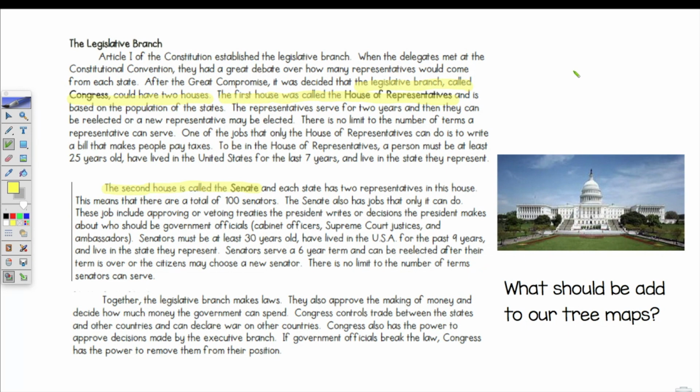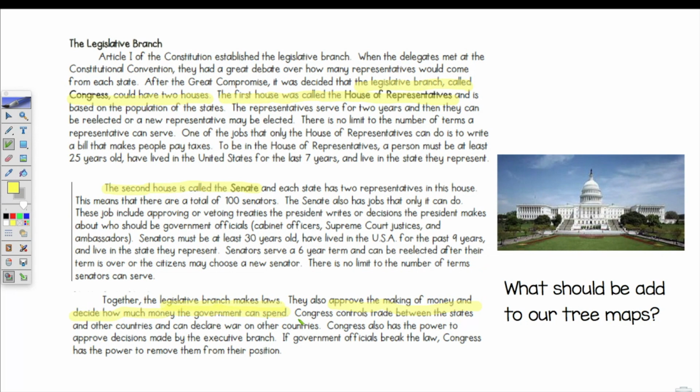Okay, that's who makes up that branch, but what do they do? Look at paragraph 3. The legislative branch, they make laws, right? They approve the making of money and how much money the government can spend. So making laws, approving the money, and deciding how much the government can spend. Those are all important jobs. Just jot a couple notes down.